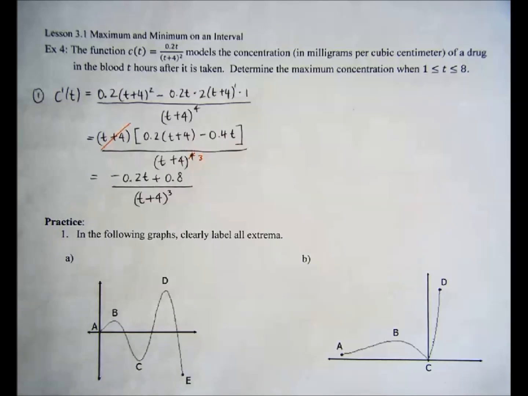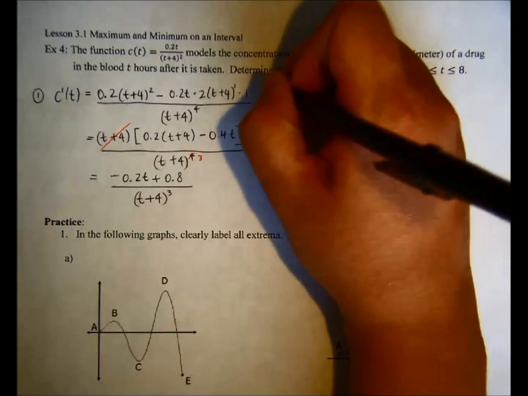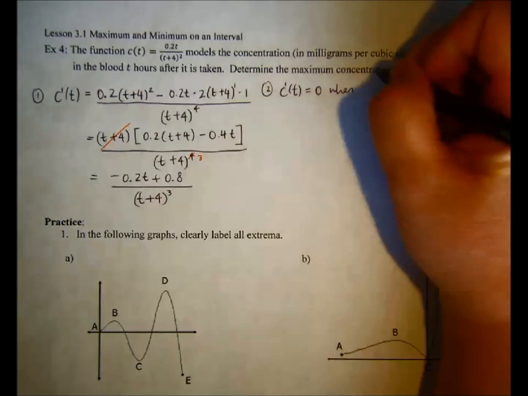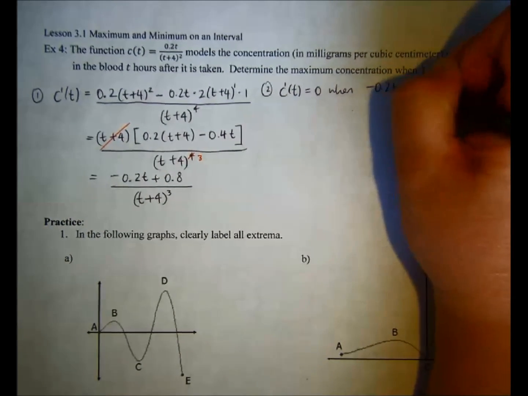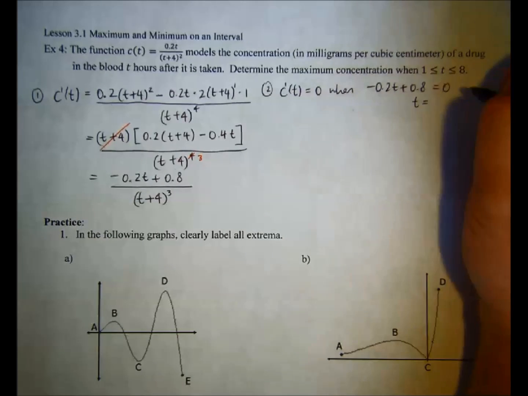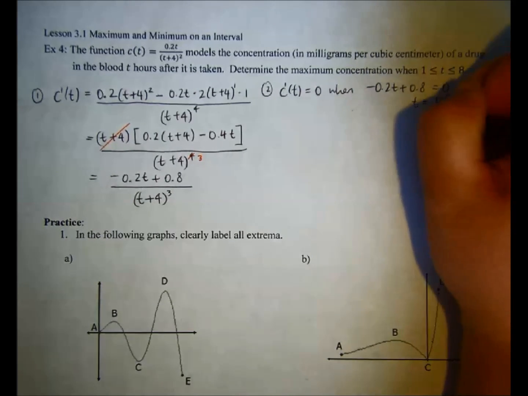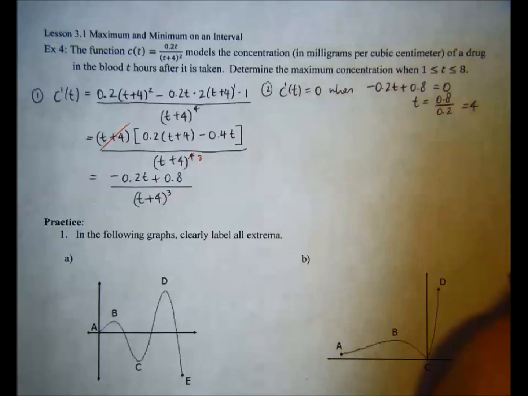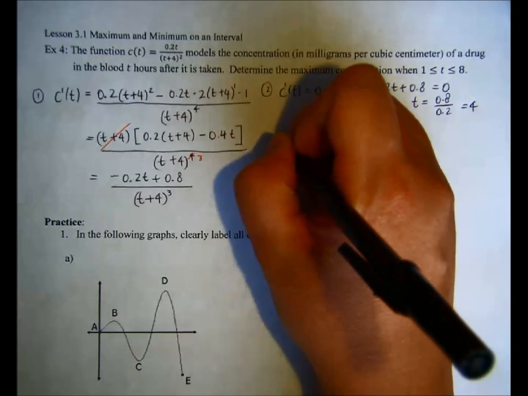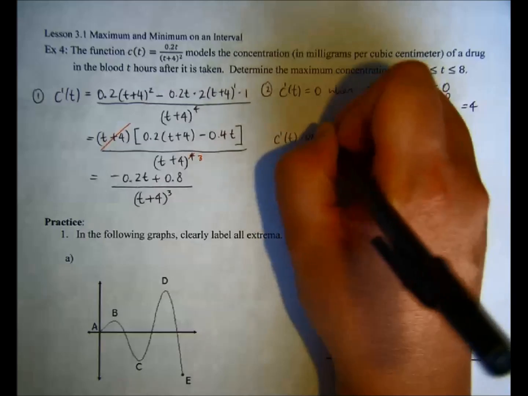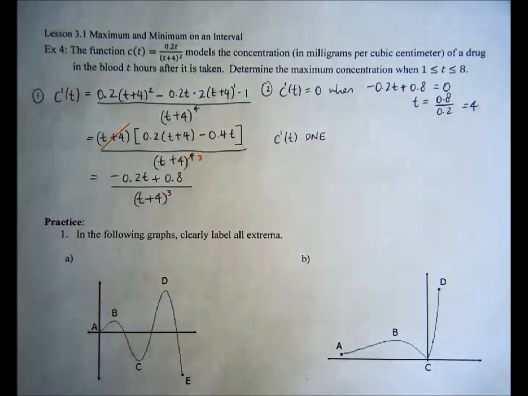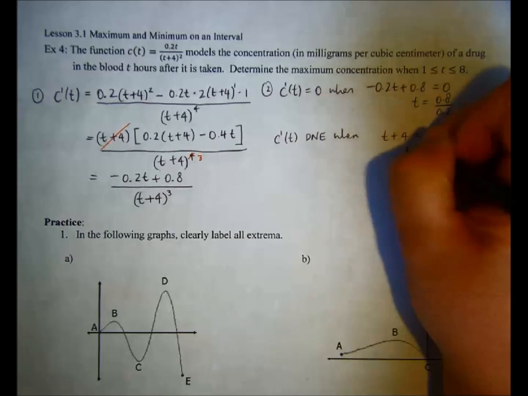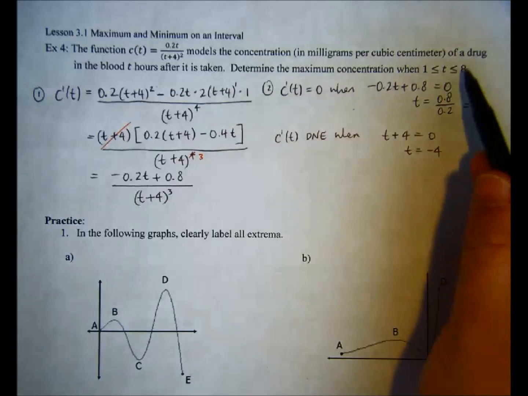My next step is to figure out my critical points. So that means that I have to set c prime of t equals 0, and that's going to be when the numerator is equal to 0. So when I solve for t, I end up with 0.8 over 0.2, which is 4. This is still within my closed interval, so I'm going to leave that alone for now. I'm going to have to check it afterwards. And I also need to determine when c prime of t does not exist. But obviously, this is not going to be an issue because this is when t is negative 4, and that's not in the interval at all.